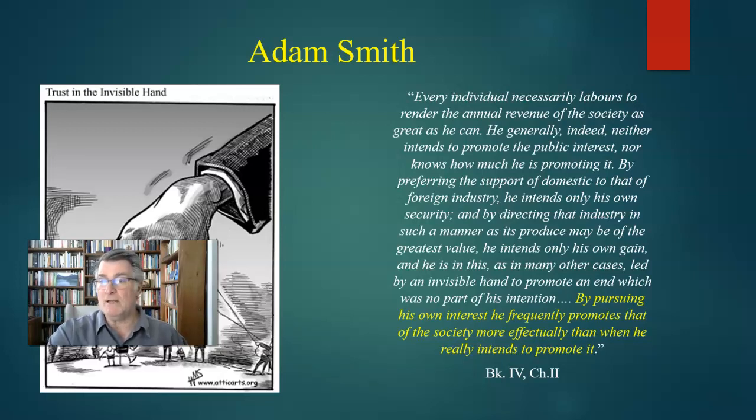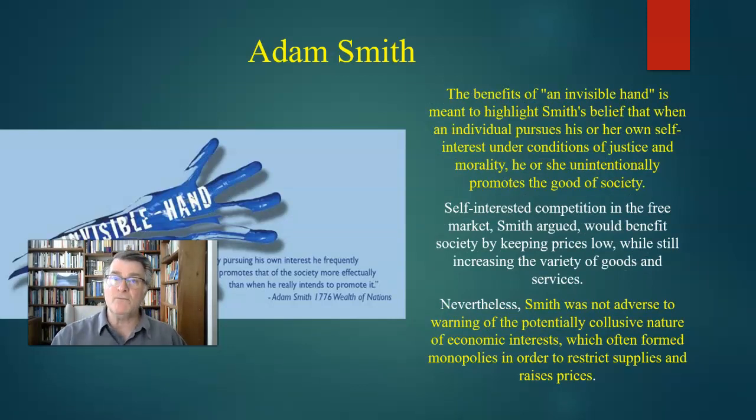So the notion of an invisible hand is a very important idea that Smith presents to us as to basically how an economic system works within a society. It highlights his belief that when an individual pursues his or her own self-interest under conditions of justice and morality, he too, as a moral philosopher, never lost sight of that, he or she unintentionally promotes the good of society. So self-interested competition in a free market is a good thing.